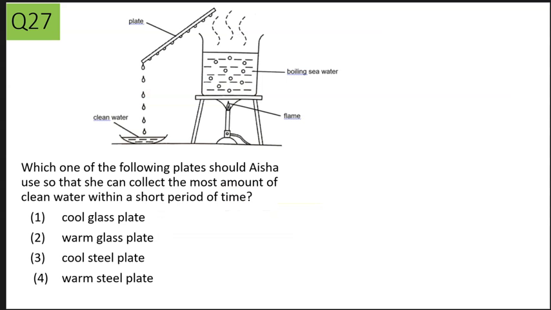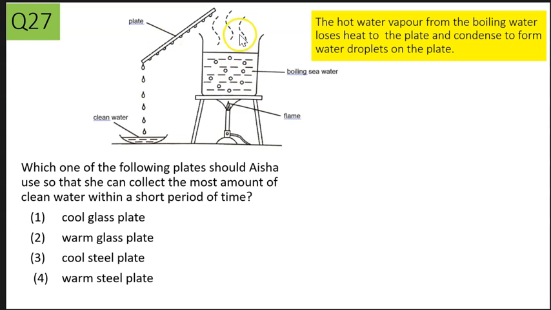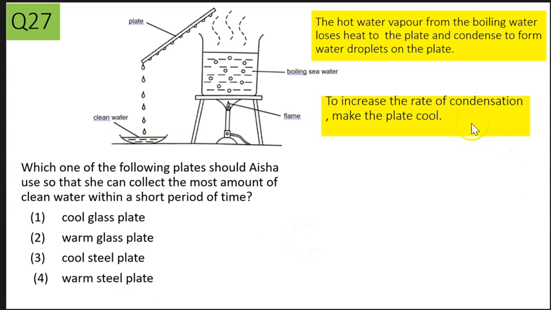Now, let's take a look at question 27. Water droplets are formed on this plate and collected here. How are these water droplets formed? The water droplets are formed due to condensation. The hot water vapor from the boiling water loses heat to the plate and condenses to form the water droplets on the plate. So to have more water here, we must first increase the rate of condensation. One way to increase the rate of condensation is to make the plate cool.